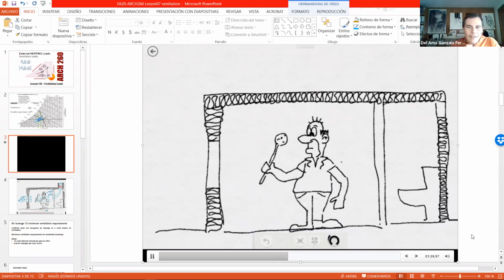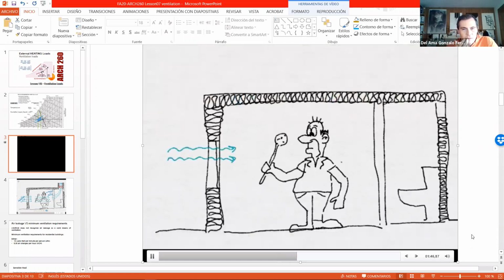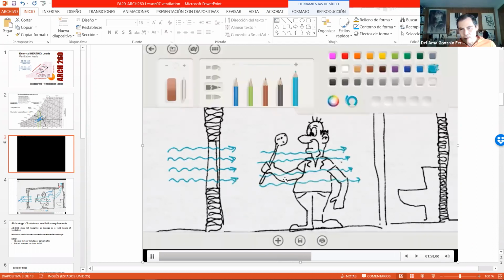Okay, and now we have to work with fresh air. So it's very easy because we have fresh air outside, and the fresh air goes through the building. People are breathing, so we increase the relative humidity of this air, and then we have to get rid of it.